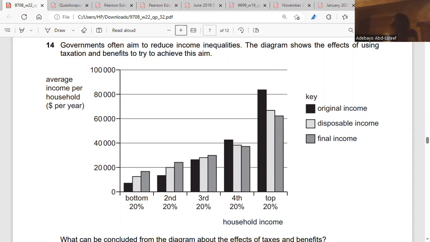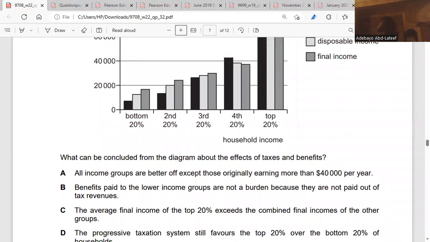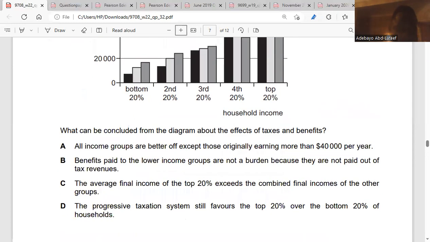Their original income, their real income, is high, but their final income after taxation and other benefits is less. Do you get the point? With taxation, it should reduce your income, yes. But with benefit, it should increase your final income. So fourth and top are having problems, and the value is above 40,000. So those that are earning above 40,000 are having a negative income. So all income groups are better off except those originally earning more than 40,000 per year. So the answer is A.